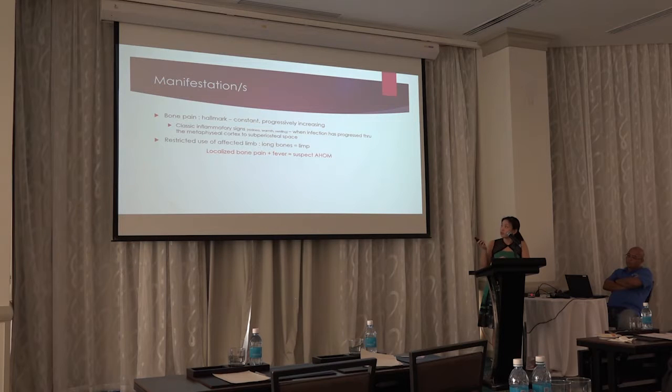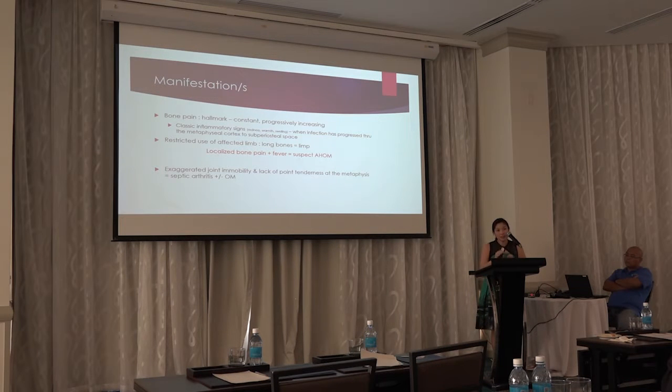So in terms of identifying or suspecting when a child has acute hematogenous osteo, you will note that there's a lot of bone pain and fever. And this is localized bone pain, like you palpate the area where the child is complaining of a limp, and then they'll be hesitant for you to touch it.